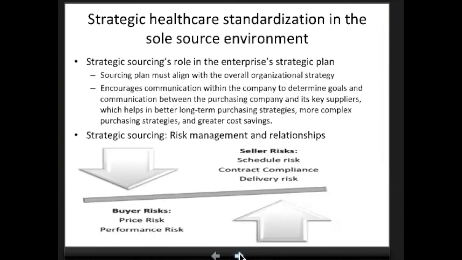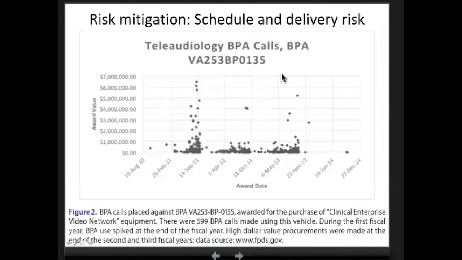So you're trying to balance it as part of the sourcing function. And it gives the case of the Veterans Health Administration and how they have sourced teleaudiology equipment. In that case, they emphasized the schedule and delivery risk because there was a systematic increase during certain quarters that the supplier has to fulfill, and also an increase in the number of places where the delivery was expected. Hence, there needed to be a further discussion between the supplier and the buyer, and they had to redo some of the contractual terms.